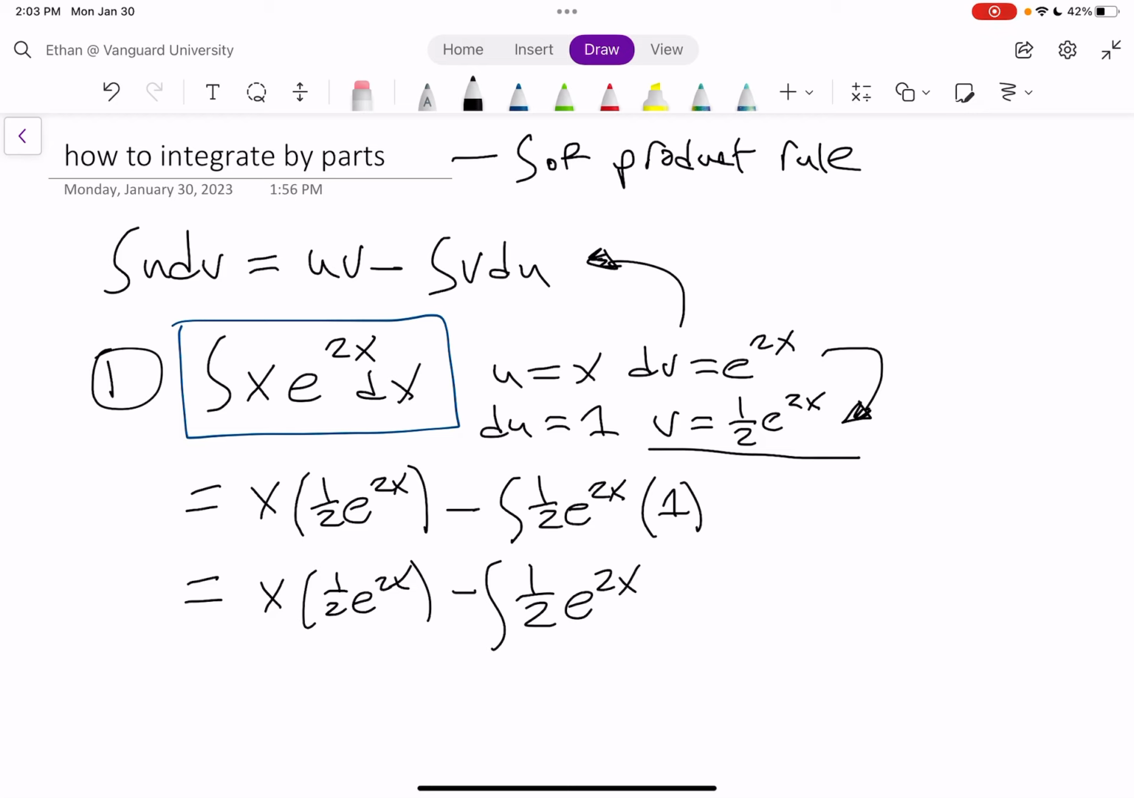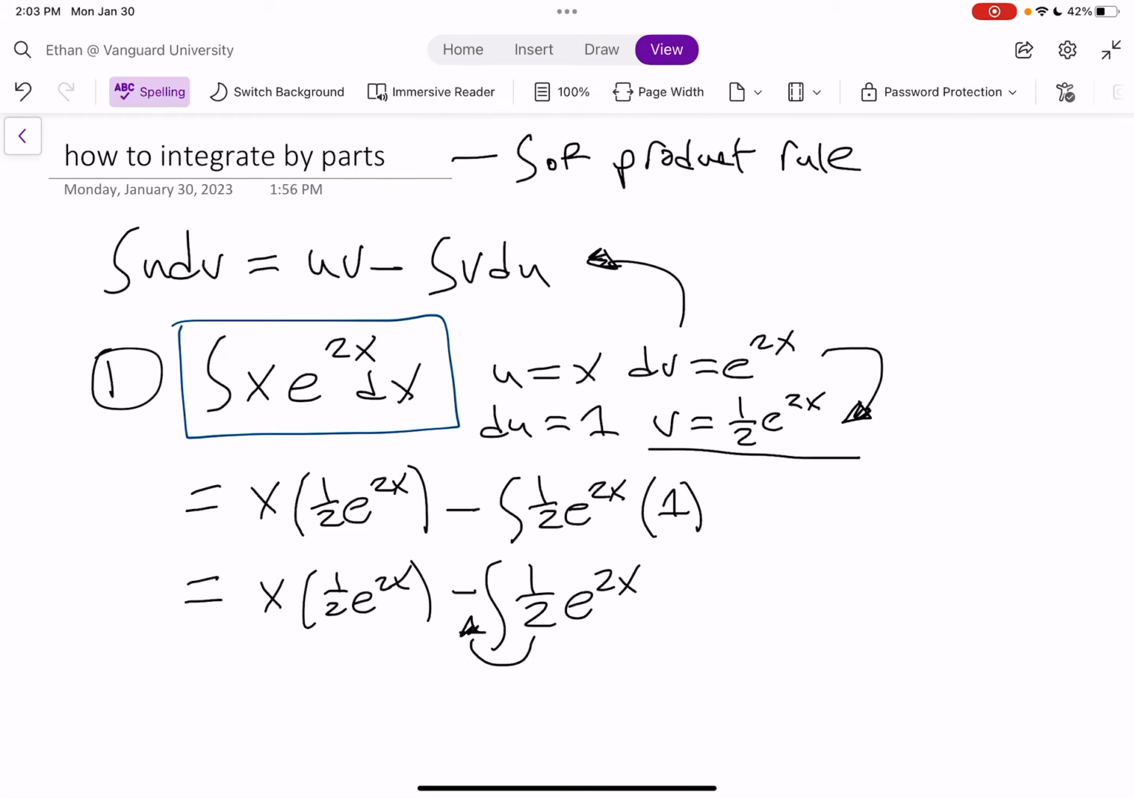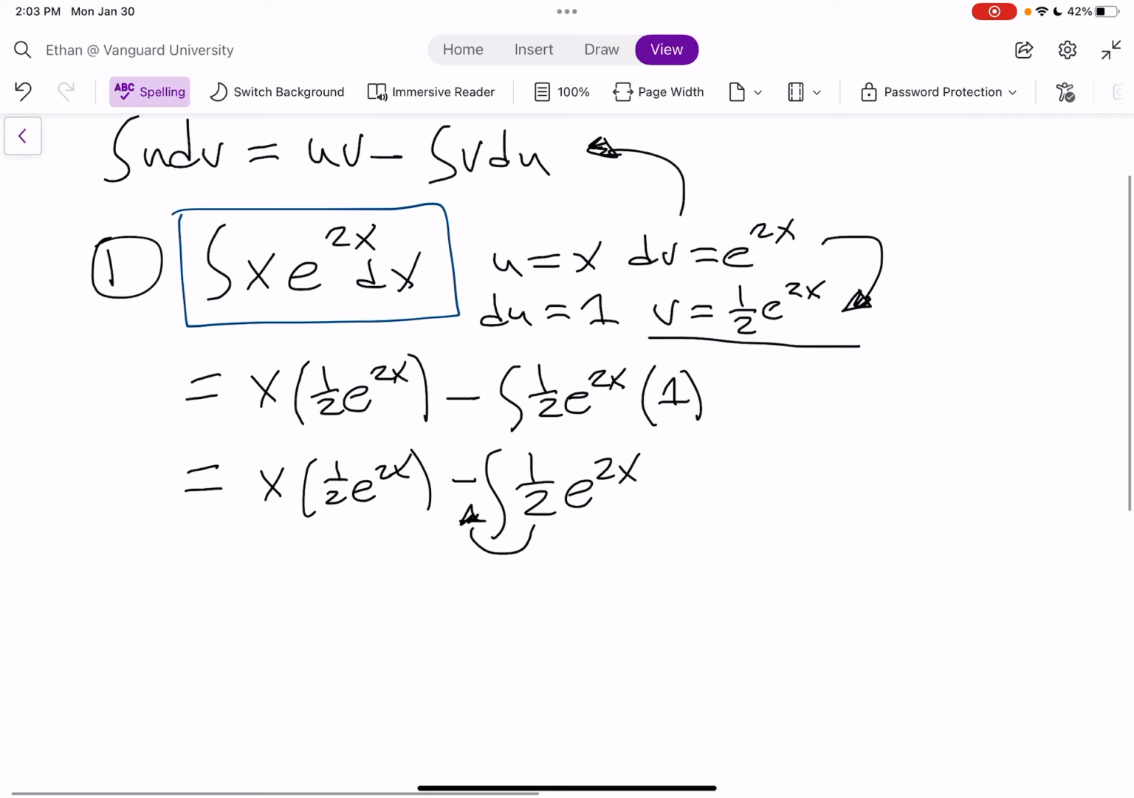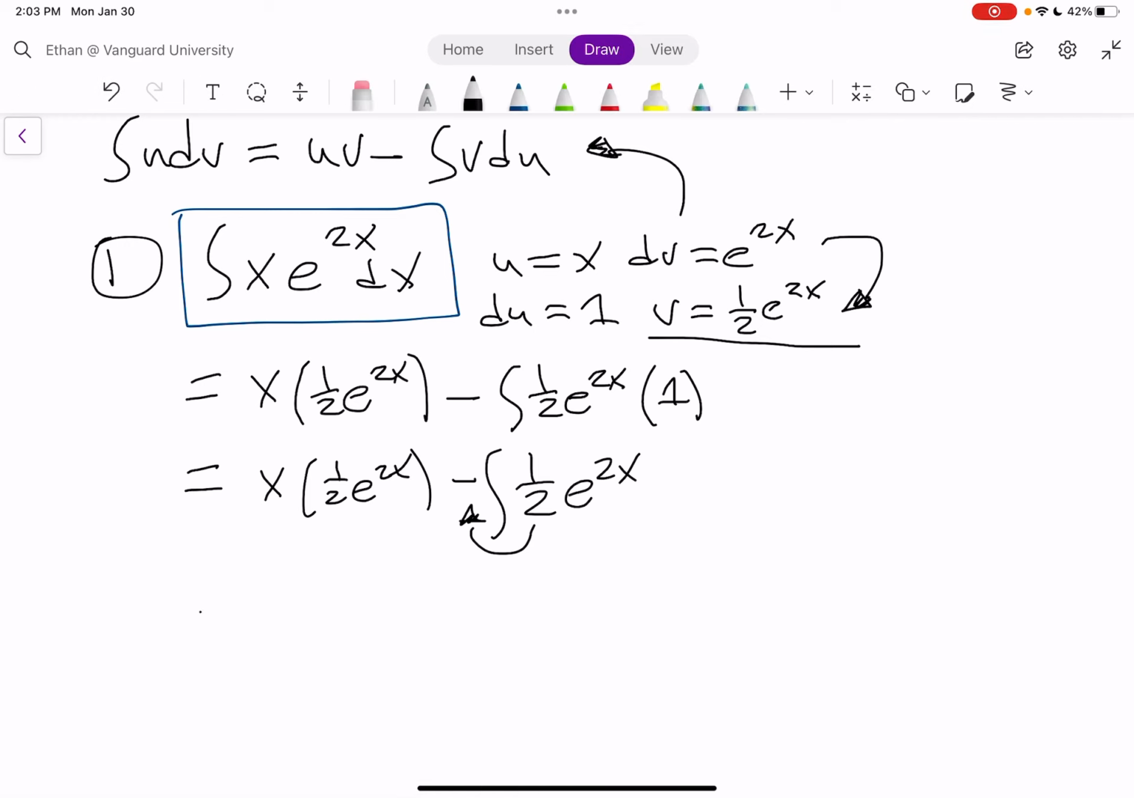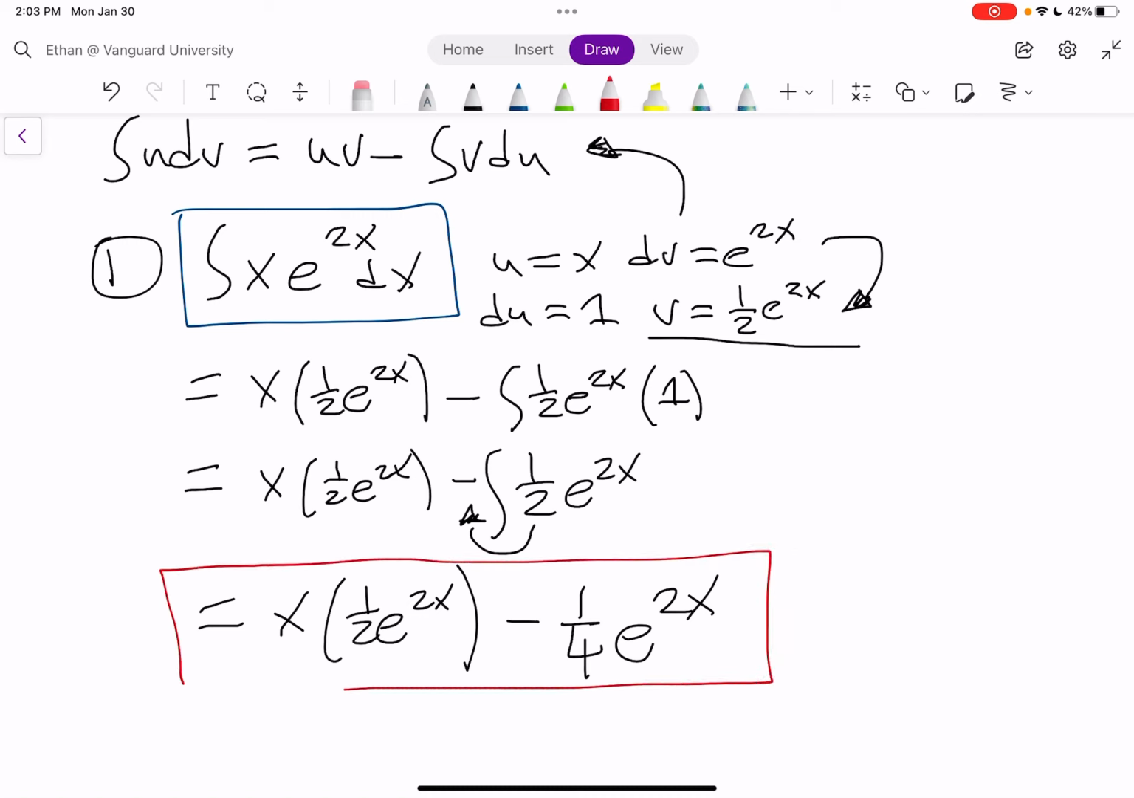We're actually just going to end up with another 1/2 e to the 2x in front of it. If we take out the 1/2 and put it outside of the integral, then we're going to end up with 1/4 e to the 2x. So as you can see, our final answer would be x times 1/2 e to the 2x, you can put the x on top if you want, minus 1/4 e to the 2x. And that's going to be our answer for this problem.